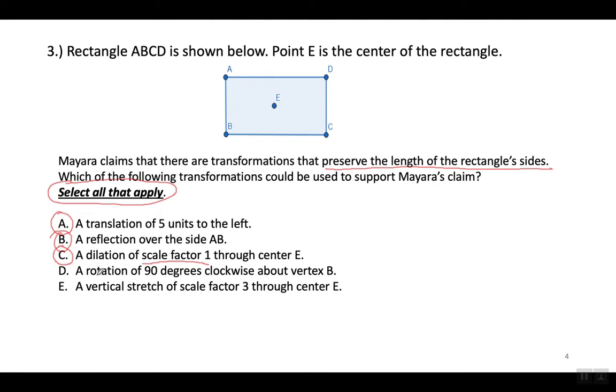Alright, letter D. A rotation of 90 degrees clockwise about vertex B. Alright, so here's vertex B. If I rotate the rectangle 90 degrees, whatever direction you want, it's not going to change the size. It's going to stay the exact same size. So that one's also correct.